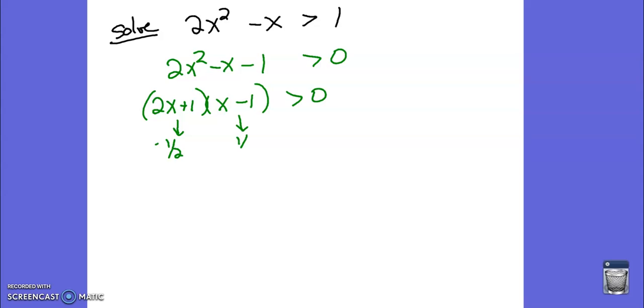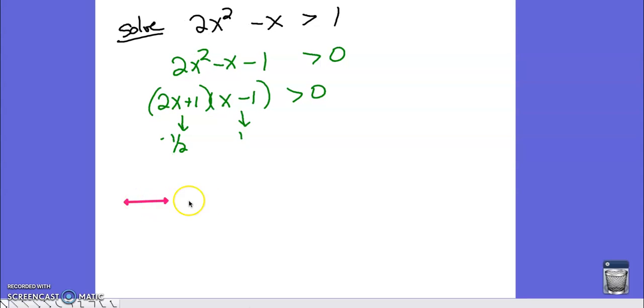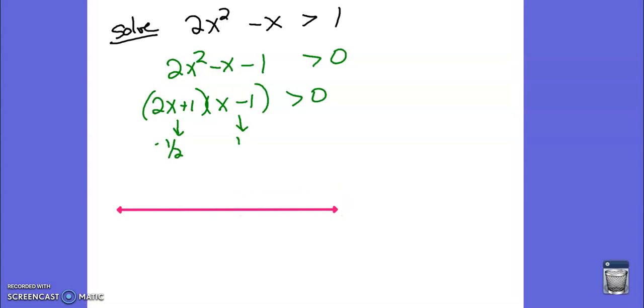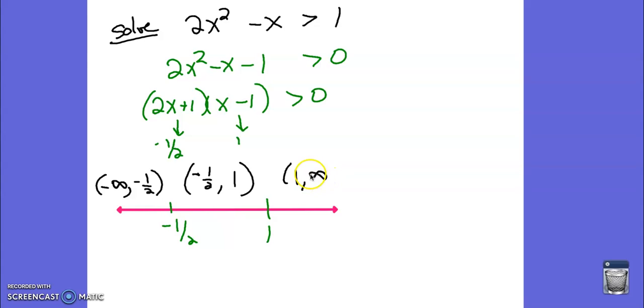All right, so on the number line, we have our two numbers. We have negative 1/2, and we have 1. So again, think of these intervals. This is from negative infinity all the way to negative 1/2. This is from negative 1/2 all the way to 1. And this is from 1 all the way to infinity.